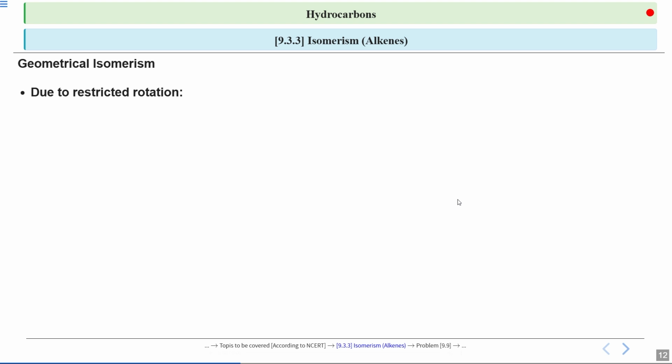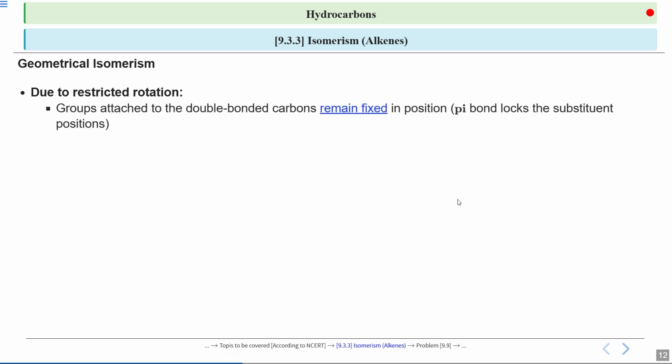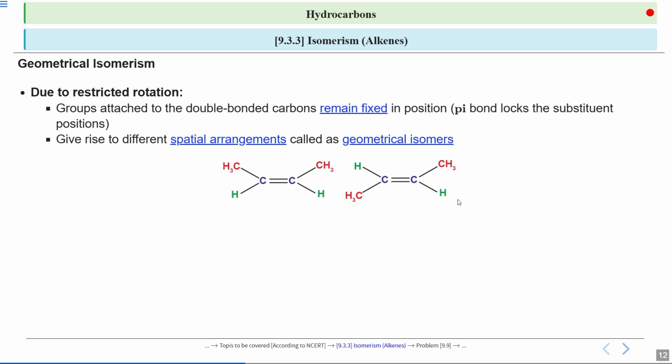So, we have already seen that geometrical isomerism occurs due to the restricted rotation around the double bond. This means that the groups attached to the double bonded carbons cannot rotate freely. The next point explains that the pi bond in the double bond locks the substituent positions, keeping the groups fixed in their position. This is crucial for understanding why geometrical isomers exist. And this restricted and fixed position gives different spatial arrangements called geometrical isomers.